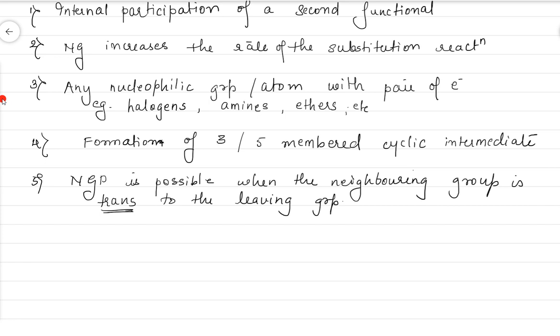What exactly is Br doing? It is pushing the OH group outside. So when it is trans, the reaction is much faster. So you can say the rate of the reaction for a trans neighboring group is much faster than for a cis neighboring group, or cis isomer. Yes or no?